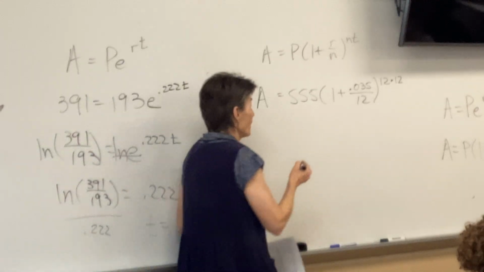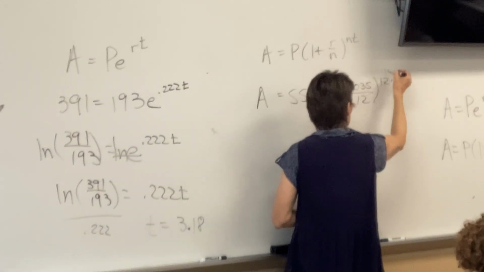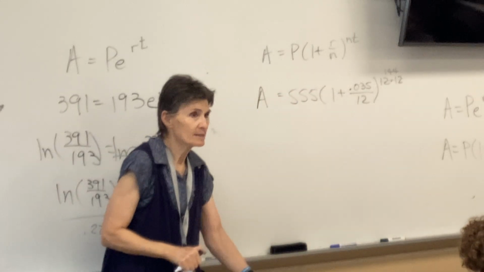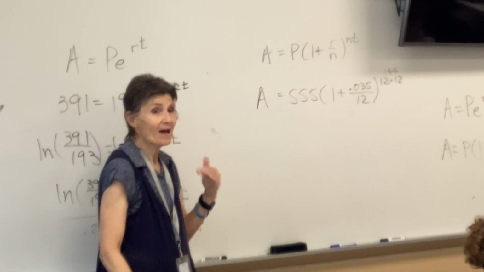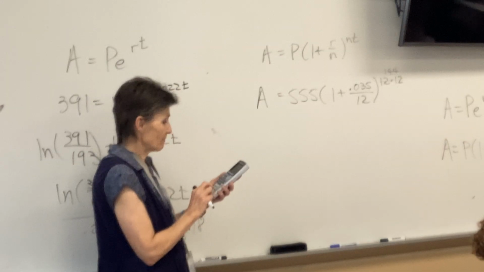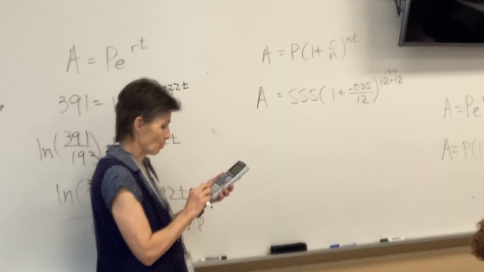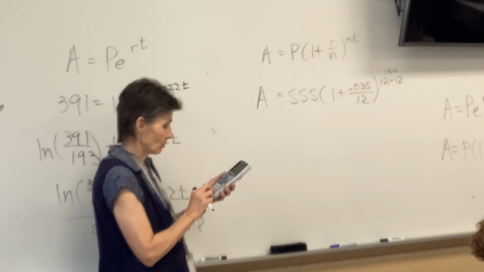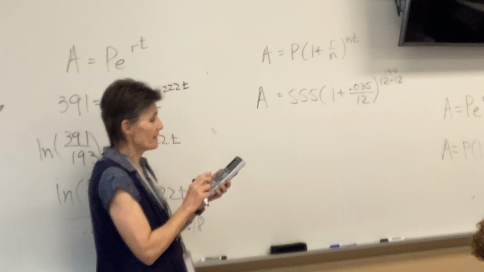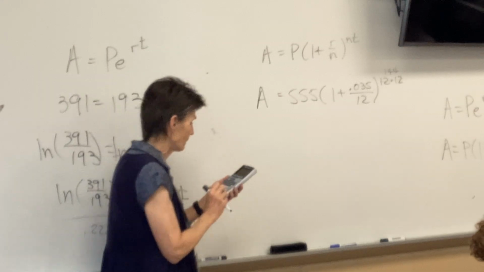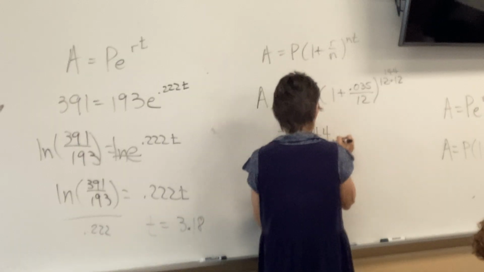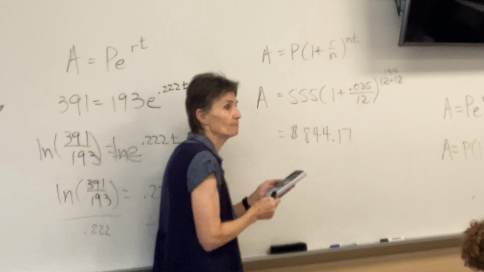So I always go ahead and do that, so I'll make that 144. Am I gonna need logarithms this time? Nope. In fact, aren't I just gonna type it straight in? So 555 parentheses, 1 plus 0.035 divided by 12, close the parentheses, raised to the 144th. I got $844.17. Yep.